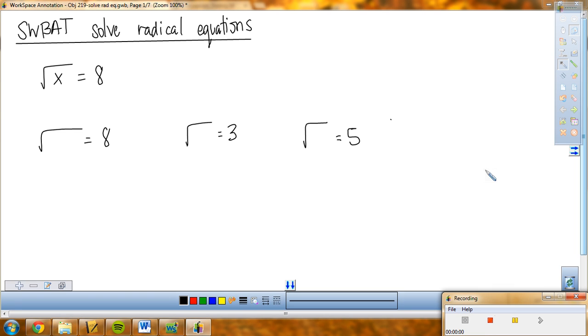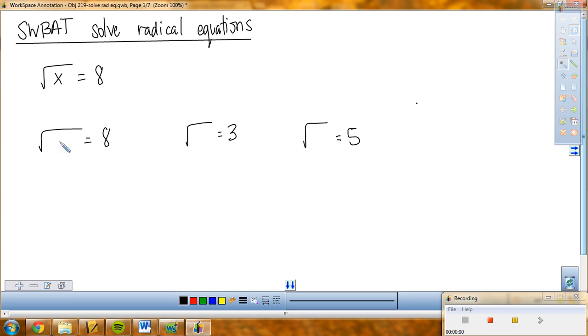In this objective, we're going to be solving radical equations. So far, we've been simplifying radical expressions, but we haven't had any radicals involving equal signs. But today we're going to start. So if we think back to our square root quiz, we have already seen some similar examples of this.